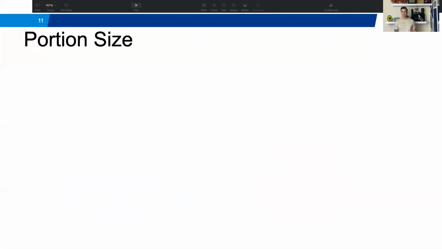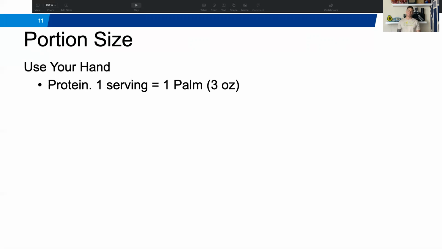So, portion sizes. Everyone's got their own idea of what a portion is, and everyone's got hands. Everyone's hands are relative to generally the size of their body. So when I say use your hands, I'm going to explain that now. So use your hands for protein. One serving of protein is a palm-sized piece of protein. So if you're having a piece of chicken, it'll be about the size of your palm, or 3 ounces.